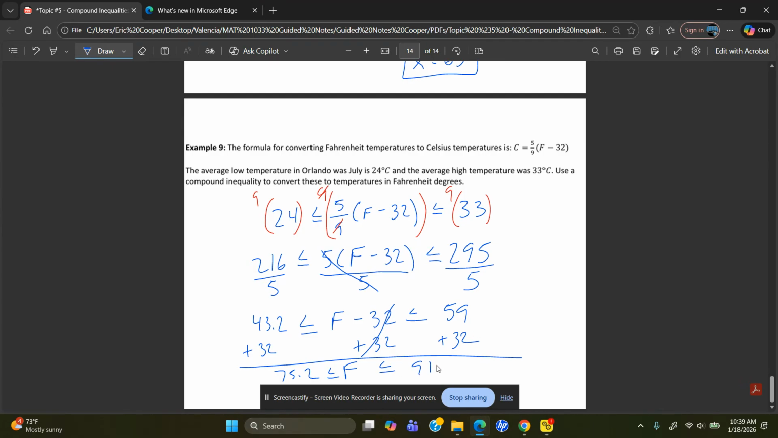So it's saying 24 degrees to 33 degrees is the average low to high temperature in Celsius, is the equivalent of the low in Fahrenheit being 75.2 degrees and the high being 91 degrees. But again, with compound inequalities like this, whatever you do to the middle, you're going to do the exact same to the outside.